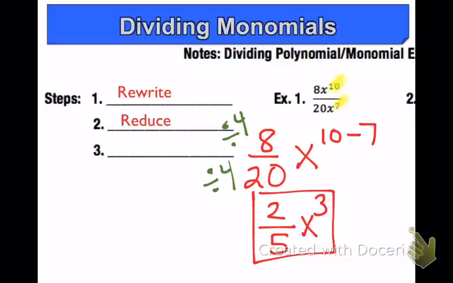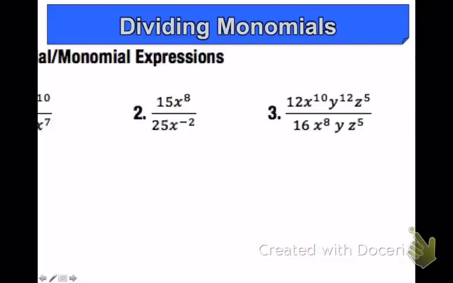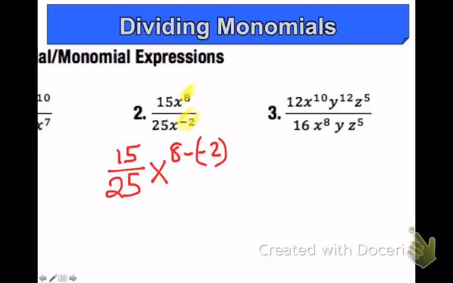We're going to move on to number 2 now. Pause if you need more time. So number 2, same idea. We're going to start by rewriting the fraction, 15 over 25. I'm going to rewrite each x power. So I have an 8 minus a negative 2. So that's a double negative. So I'm going to make sure I write that down. 8 minus a negative 2. I'll put it in parentheses. Again, we have a double negative, so that ends up being a positive because a negative times a negative is a positive. So I'll write that out in a second.